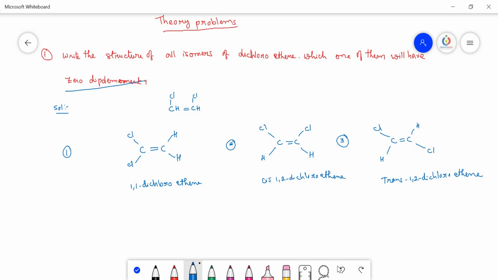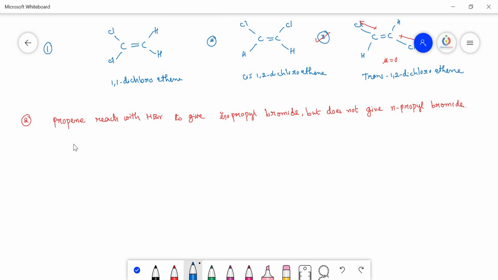So zero dipole moment is possible with the trans compound, because the moment of this particular polar bond is towards this side, and here the moment of these electrons or the charge will be towards this side. They get mutually cancelled out, so the dipole moment value is equal to 0 for the trans isomer, but possible isomers are 3.